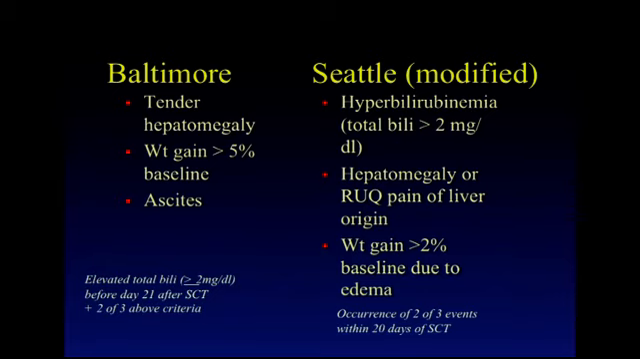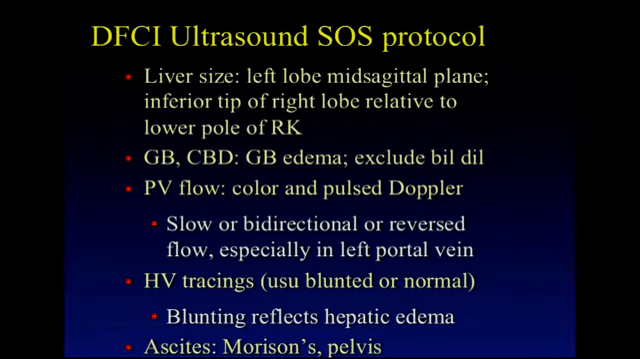There are two groups that define it clinically, a Baltimore group and a Seattle group, and they all basically have similar findings of hepatomegaly, weight gain, and ascites. Our particular protocol for trying to detect this at the Dana-Farber includes looking at the liver size. We measure the left lobe in the mid-sagittal plane, and again look for that similar finding of rounding of the inferior contour of the left lobe like we saw with the hepatitis cases. We also measure the right lobe in relationship to the lower pole of the right kidney. We make sure there's no biliary dilatation. We look at the gallbladder because frequently they will have edema of the wall of the gallbladder. And then portal venous flow is very key, because what we're looking for are signs of portal hypertension, which is slow or even bidirectional or frankly reversed flow, especially in the left portal vein.